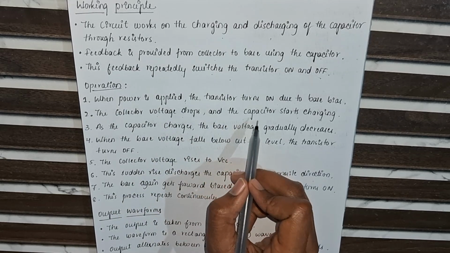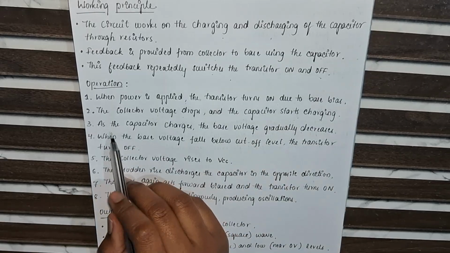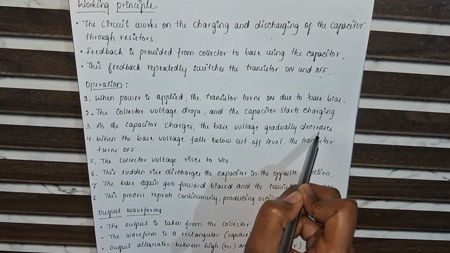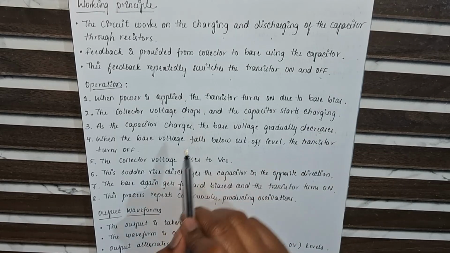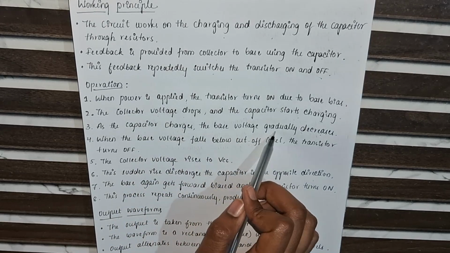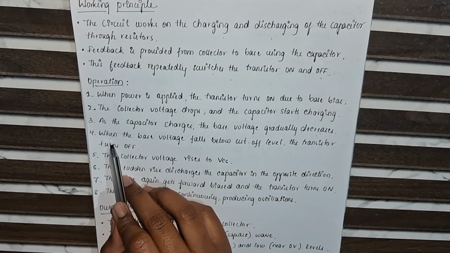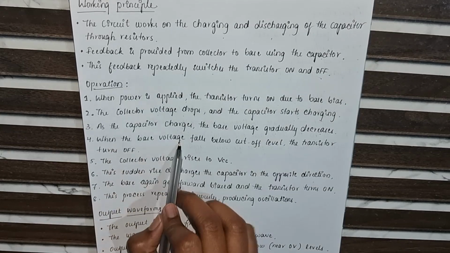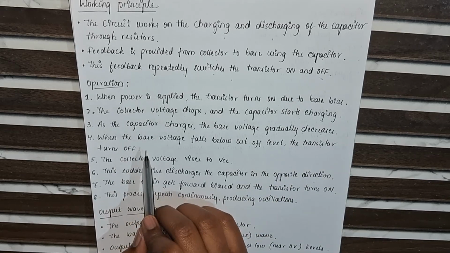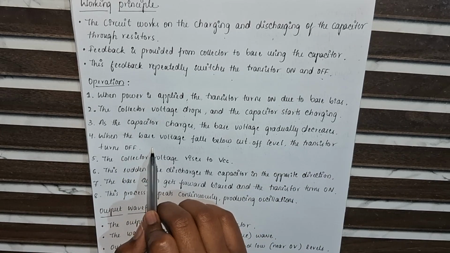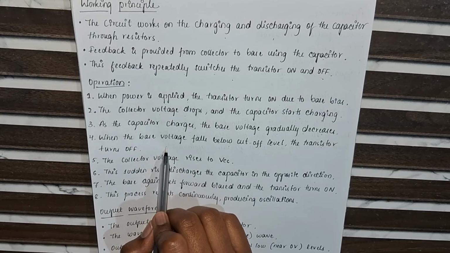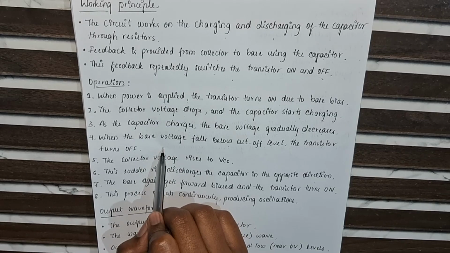The capacitor starts charging through the resistor. As the capacitor charges, the base voltage gradually decreases. This is step 3, capacitor charging. As the capacitor charges, it reduces the base current slowly. The next step is transistor off. When the base voltage falls below the cutoff level, the transistor turns off, and the collector voltage becomes high, which is proportional to the direct current voltage supply. The output becomes high in this step.